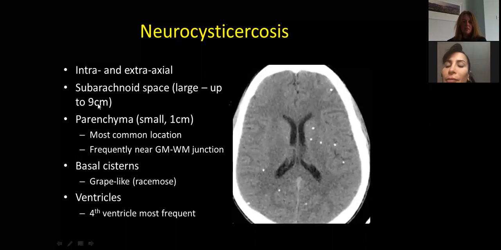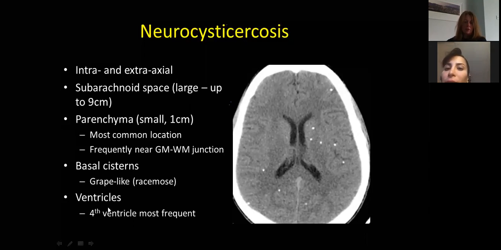They can be up to 9 centimetres, and they can look like a big bunch of grapes in the basal cisterns. The little parenchymal ones tend to be a lot smaller and they tend to be peripheral. But as you can see, they can be anywhere. You can also get them in the basal cistern. So these grape-like appearances can be very, very striking actually.